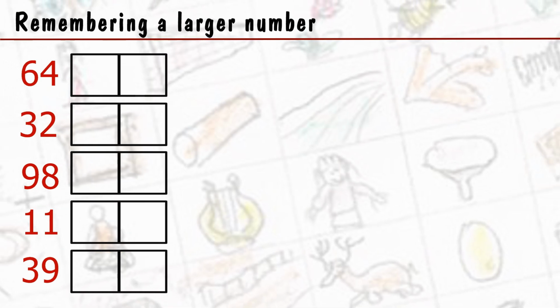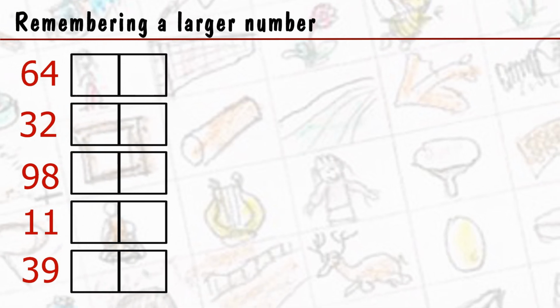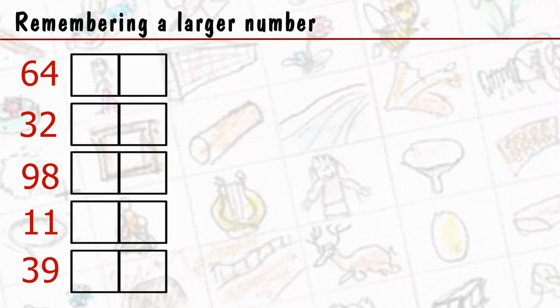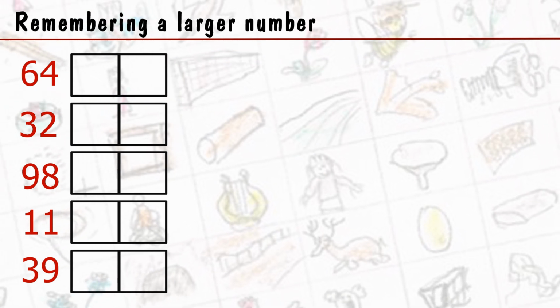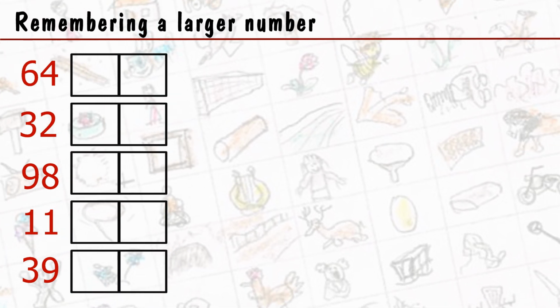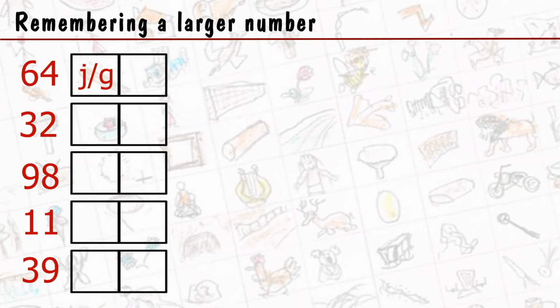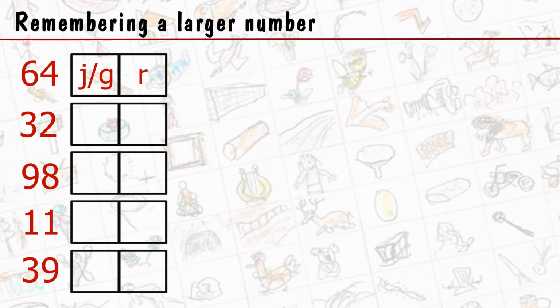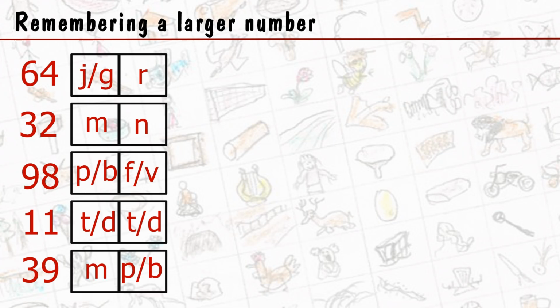Let us now try to remember a longer number, 6432981139. We'll assign characters J or G, R, M, N, P or B, F or V, T or D, T or D, M, P or B to this number by using the major system.